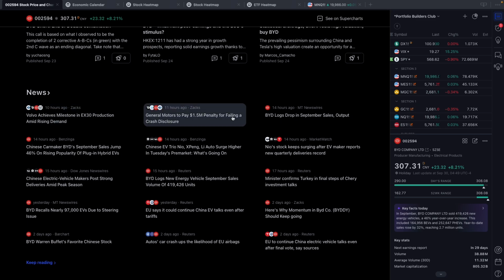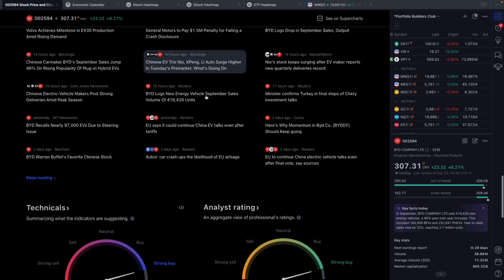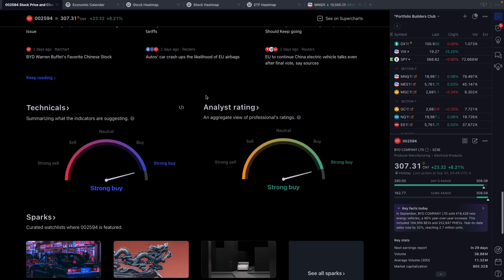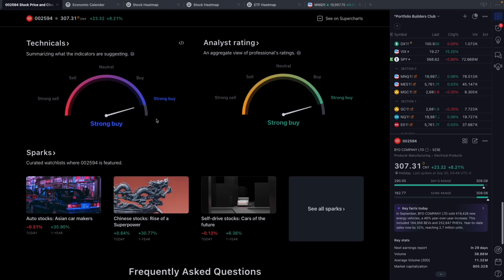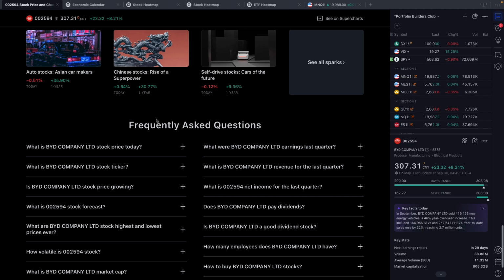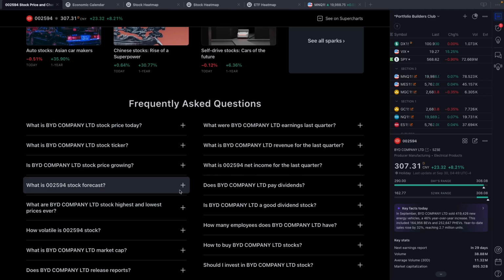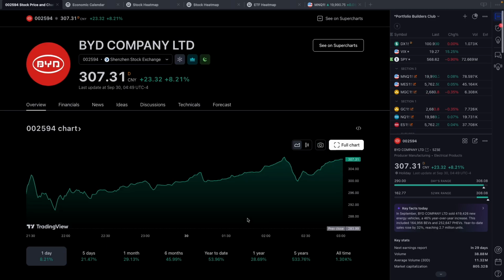There's also news, so here we've got a lot of automotive news and news related to BYD. So you can do a lot of research there. And then you get into the technical and analyst ratings. It's a strong buy. So if you've been thinking about BYD, maybe it's worth taking a deeper look, or at least adding it to your watch list so you can continue to watch it there. And then there are a lot of frequently asked questions, and you can look through these as well. So that's sort of a deep dive into this particular BYD stock.